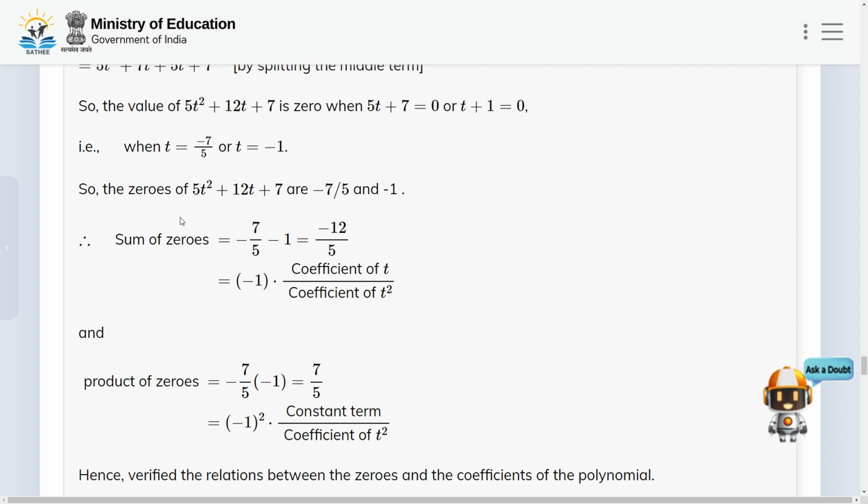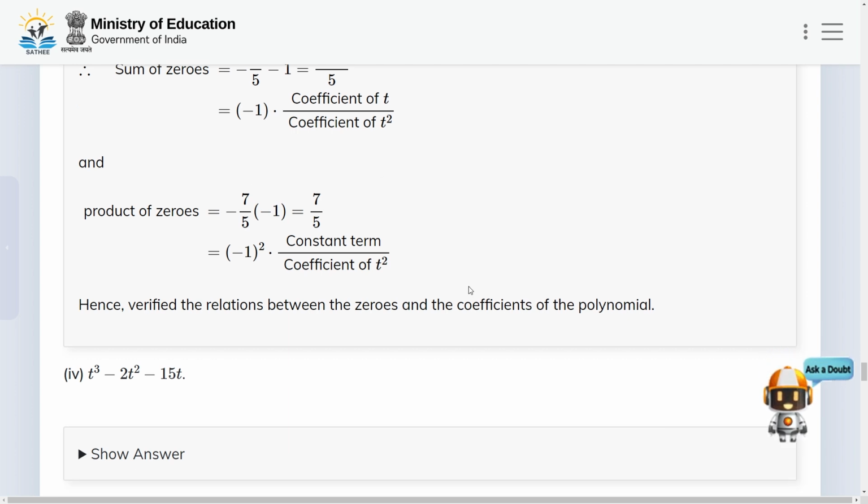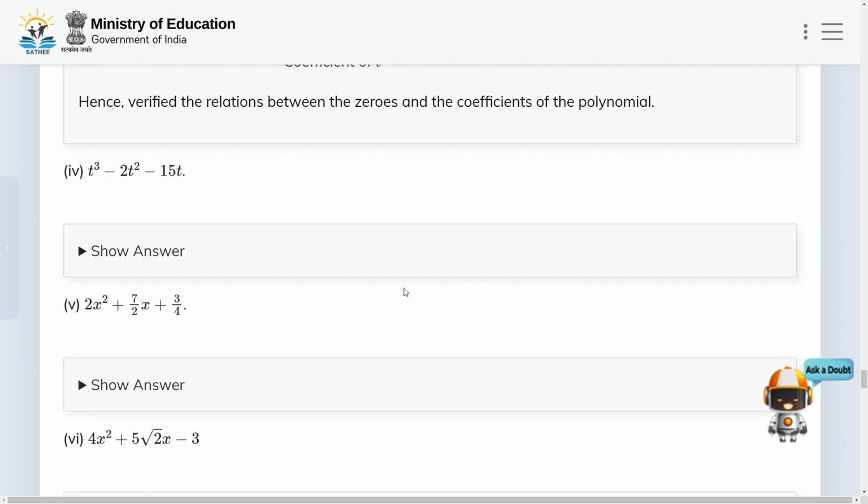Therefore the sum of zeros is -7/5 - 1, which is equal to -12/5, and this can be written as minus coefficient of t divided by coefficient of t². And the product of zeros is -7/5 into -1, which is equal to 7/5, and you can write this as constant term divided by coefficient of t². Hence we verified the relation between the zeros and the coefficients of the polynomial. Now let us see the fourth one.